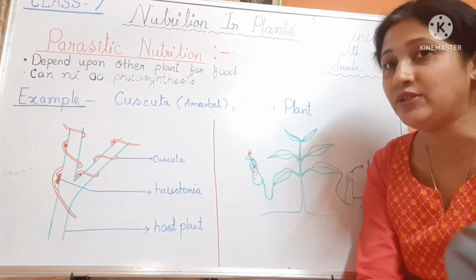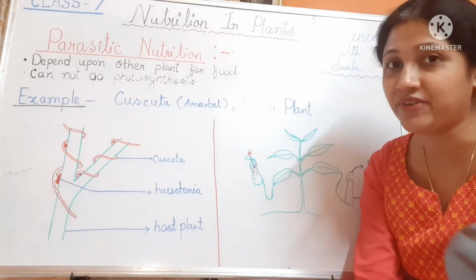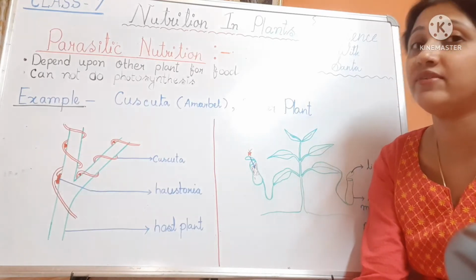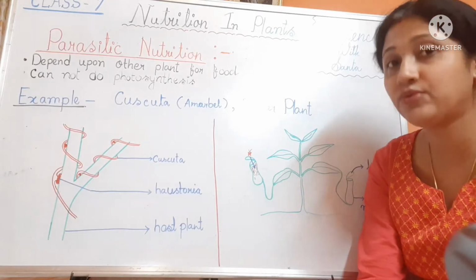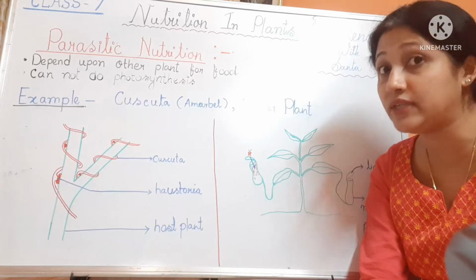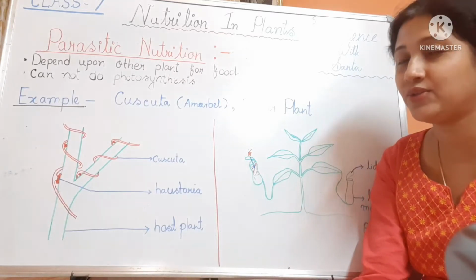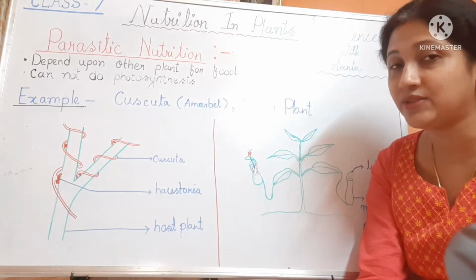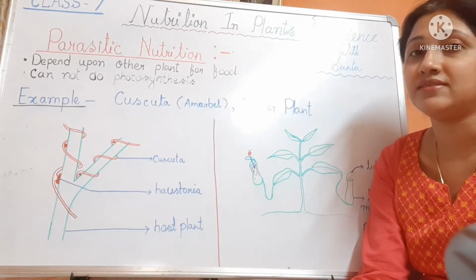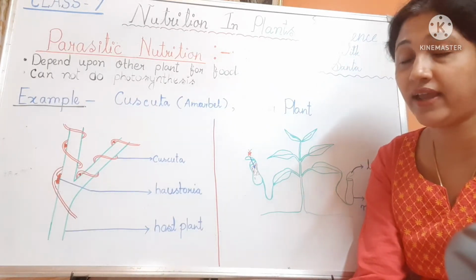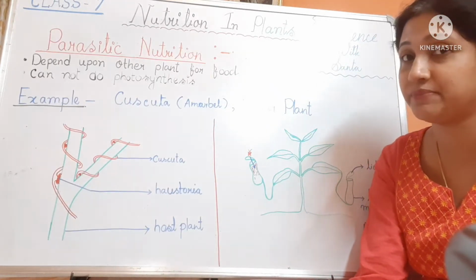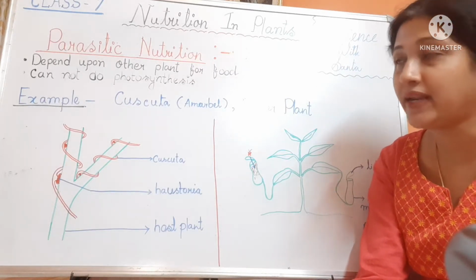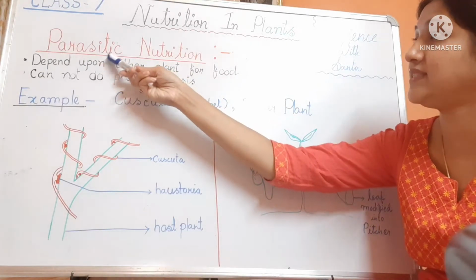Today we will do heterotrophic nutrition. In our last class we learned that heterotrophic nutrition is of three types. And what are those three types? These are parasitic nutrition, saprophytic nutrition and symbiotic nutrition. So today we will start with parasitic nutrition.